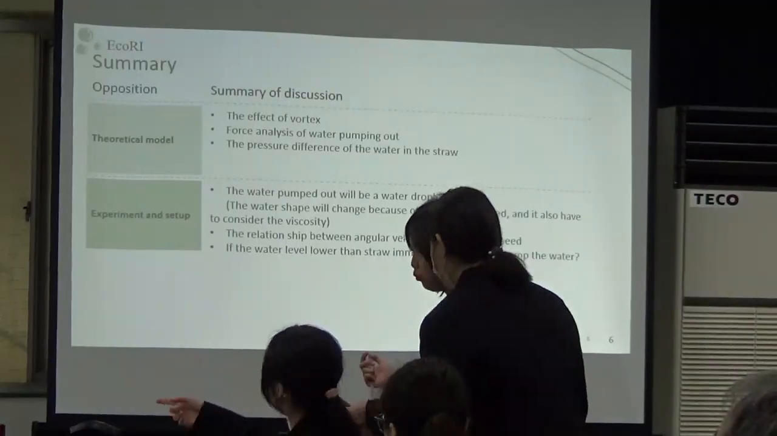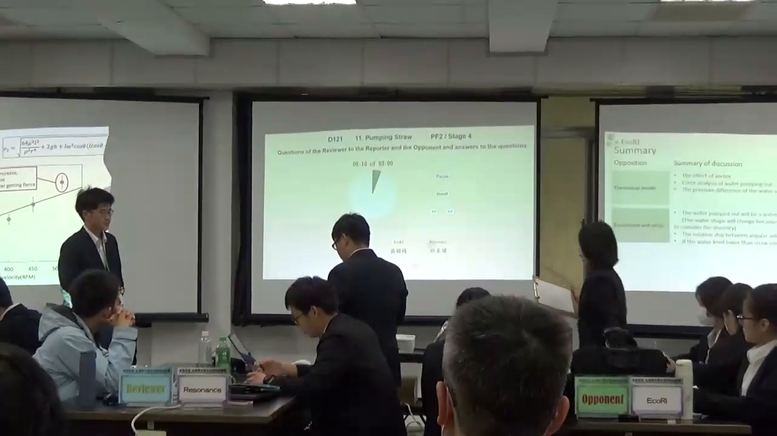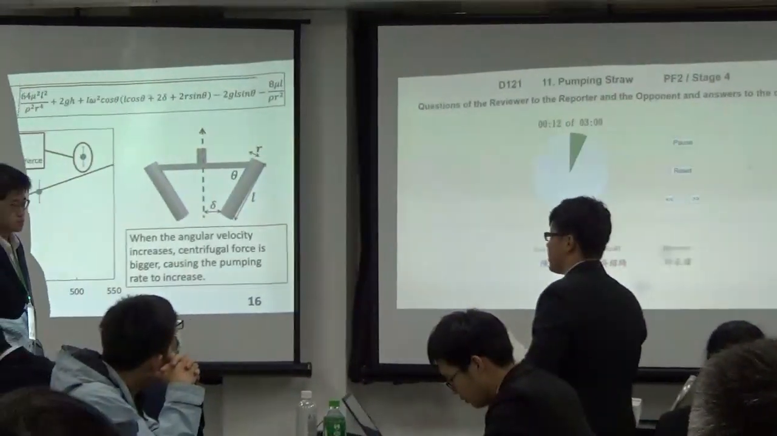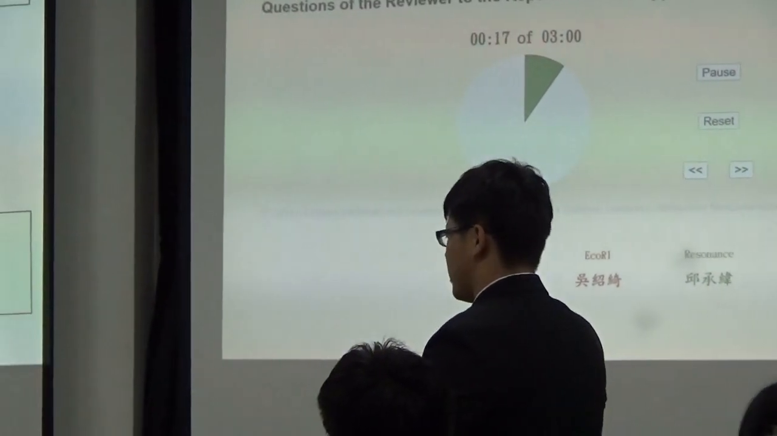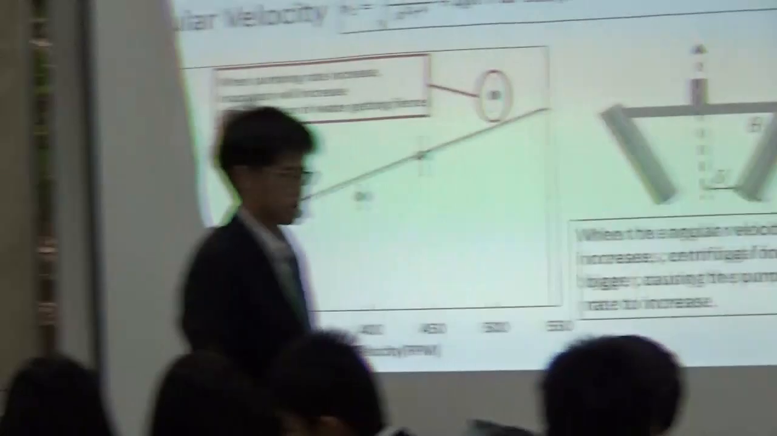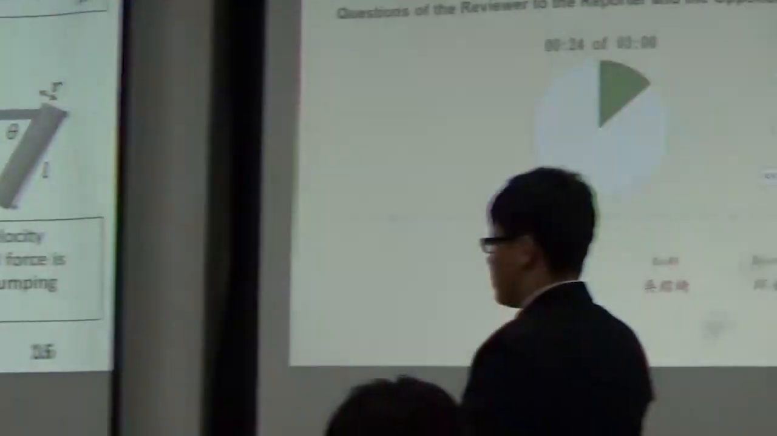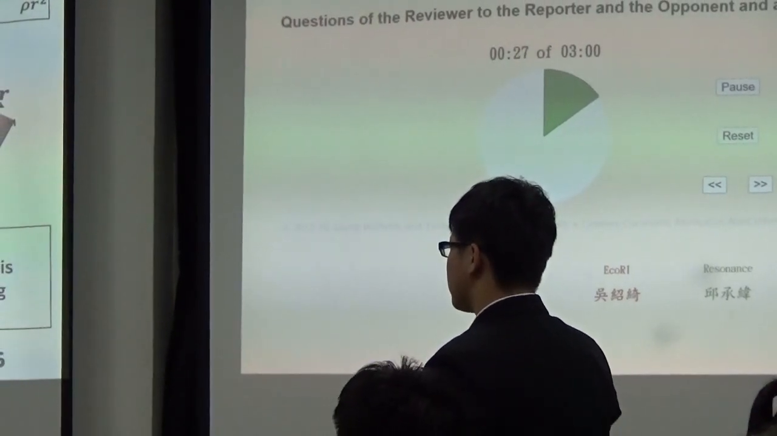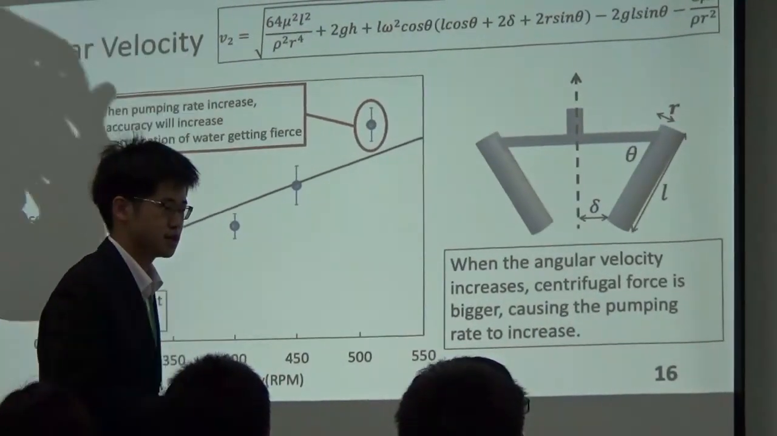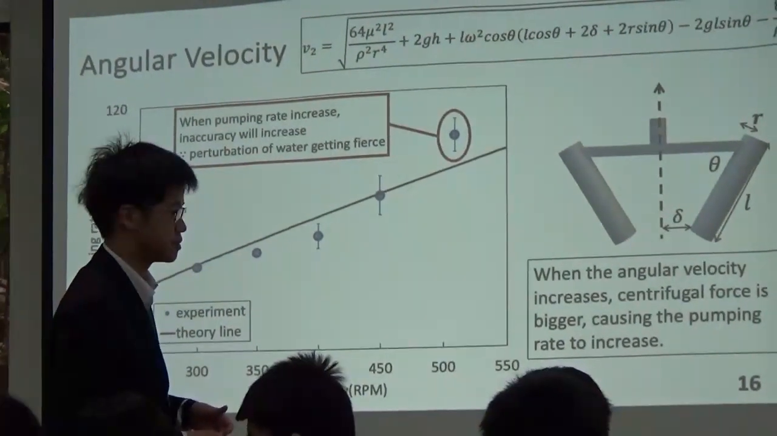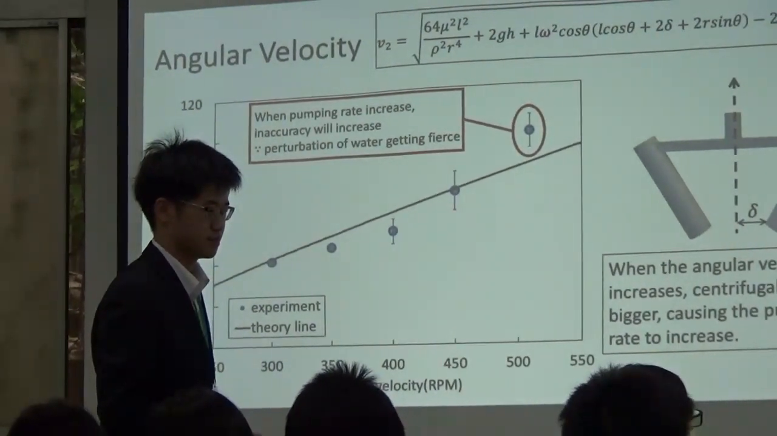Questions from the reviewer? Thank you for the report and the opponent. I'm going to ask the reporter, will the centrifugal force increase or decrease due to the motion of the water going out? And what do you mean by the motion? The velocity of the water going up. So do you mean that when I change the parameters, or only under the same control variables? Under the control variables, if the water is pumped out from close to the water and close to the center and goes out, right?